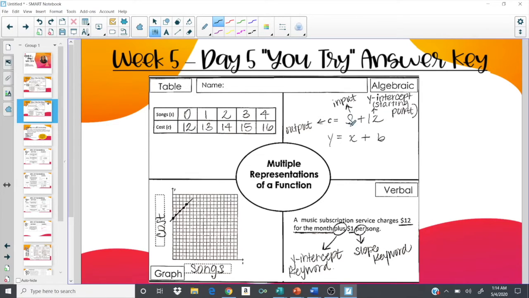S will be your independent variable. That represents the number of songs you're going to buy. And then C is your dependent variable because your monthly cost is dependent upon how many songs you purchase per month. Okay, so substitute X with S and Y with C. And the equation will be C is equal to S plus 12.